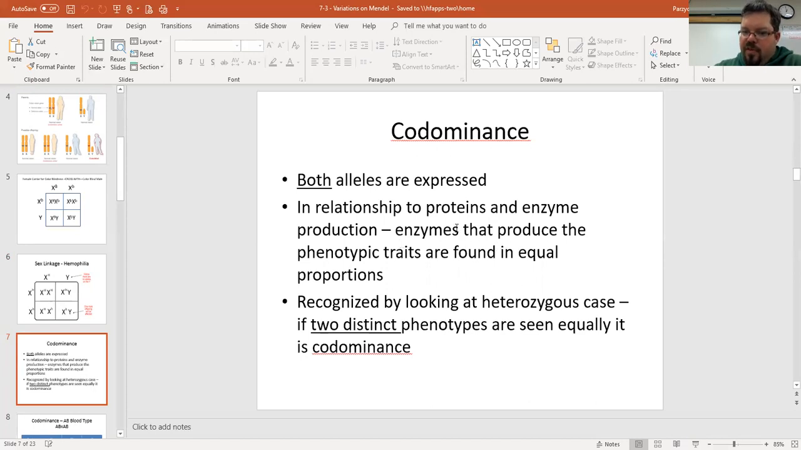In this relationship, in relation to proteins and enzyme production, the enzymes that produce the phenotypic traits are found in equal proportions. What does that mean? The genes we're talking about, with their different forms of alleles, ultimately determine what types of proteins cells will produce to determine certain phenotypic outcomes. Like in class, we talked a lot about purple flowers versus white flowers in the Mendel examples.